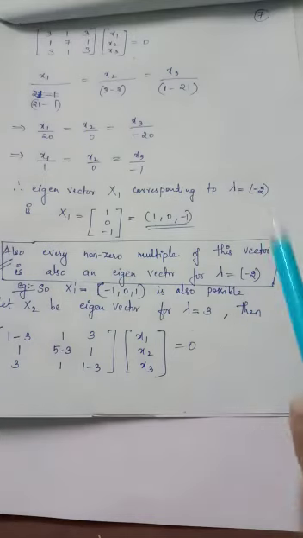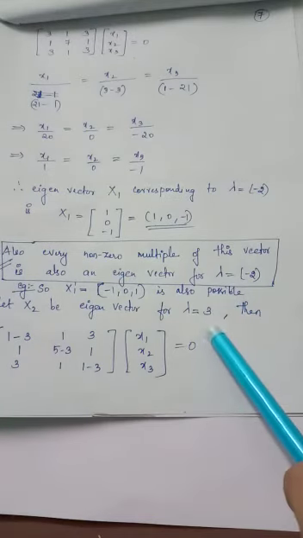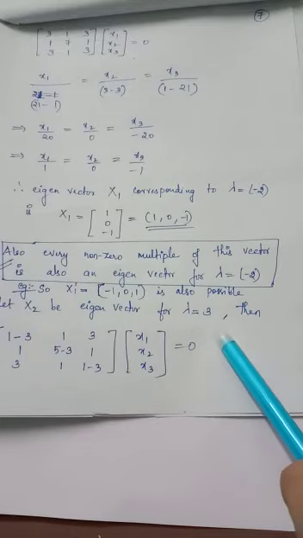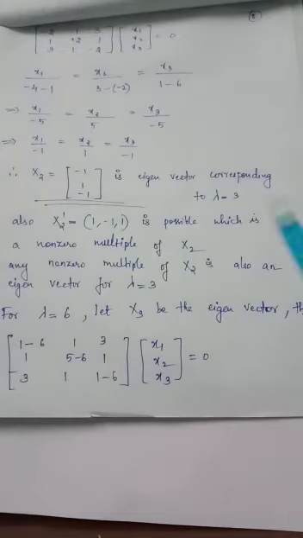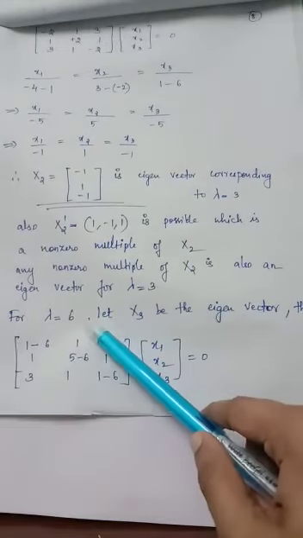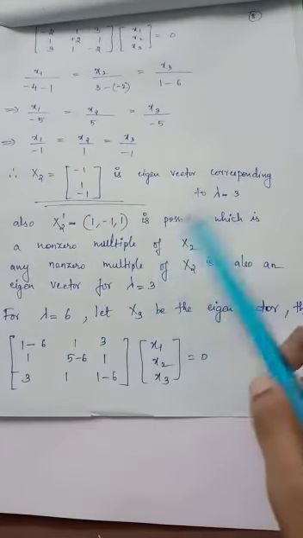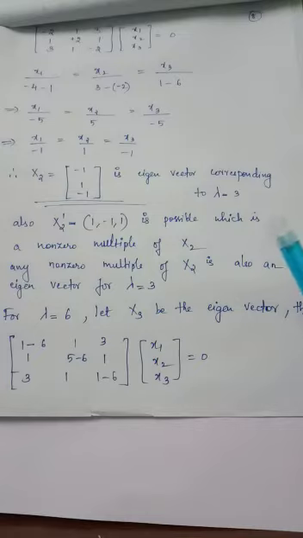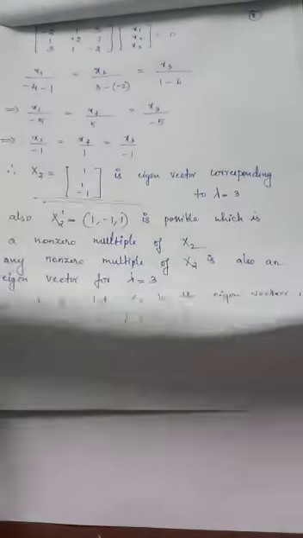In a similar way, we can find eigenvectors for the eigenvalues lambda equal to 3 and lambda equal to 6. So we get a total of 3 eigenvectors for 3 eigenvalues.